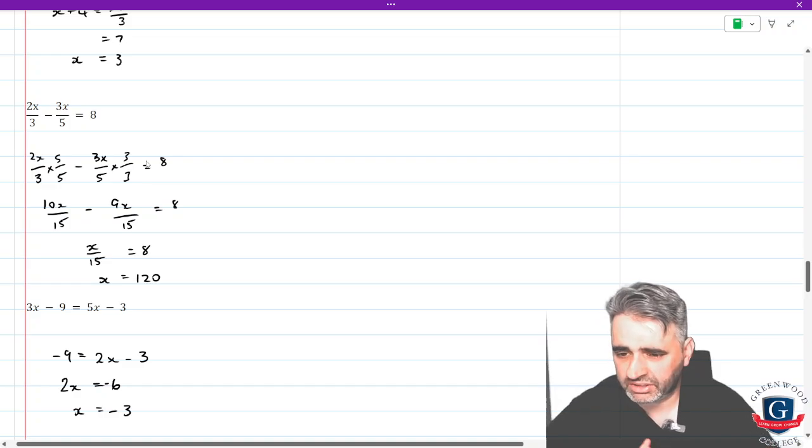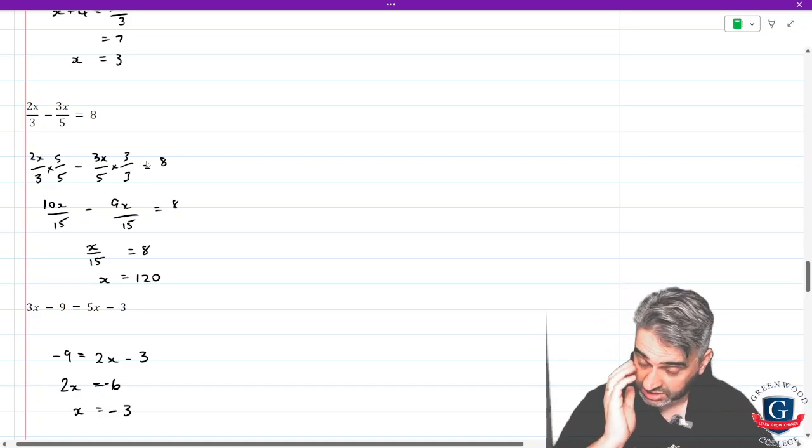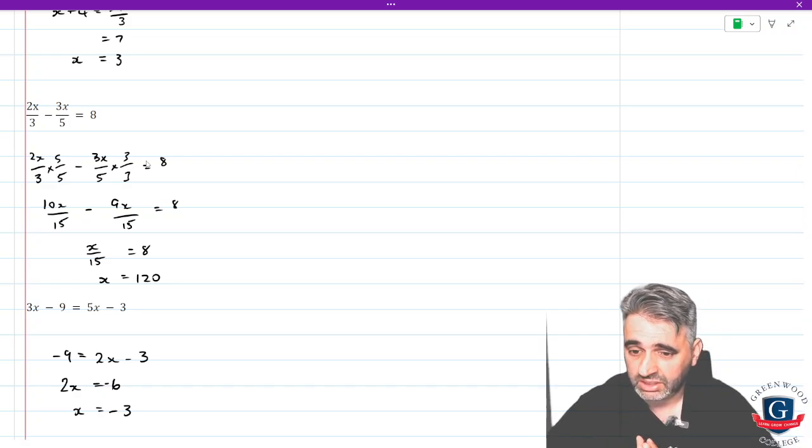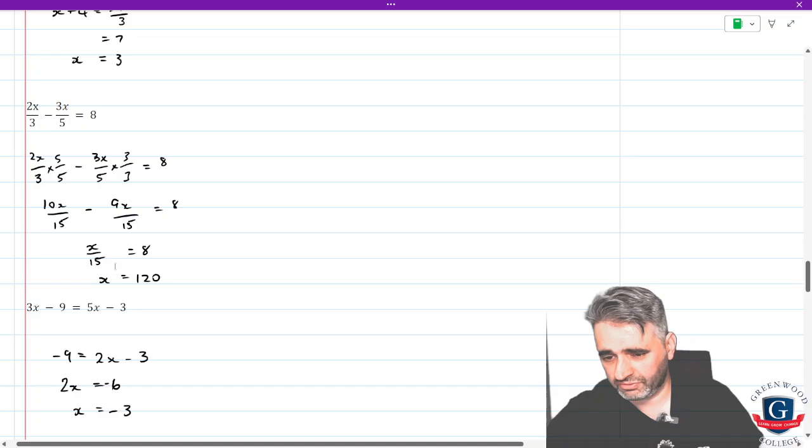2x/3 - 3x/5 = 8. You can't subtract unless you've got a common denominator. Make a common denominator of 15. Multiply the first one by 5/5 and the second by 3/3. That will leave you with (10x - 9x)/15 = 8. 10x take 9x is x, so that's where the x/15 comes from.